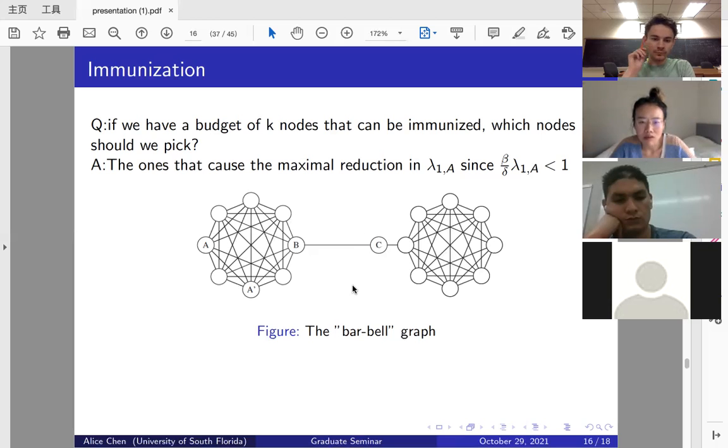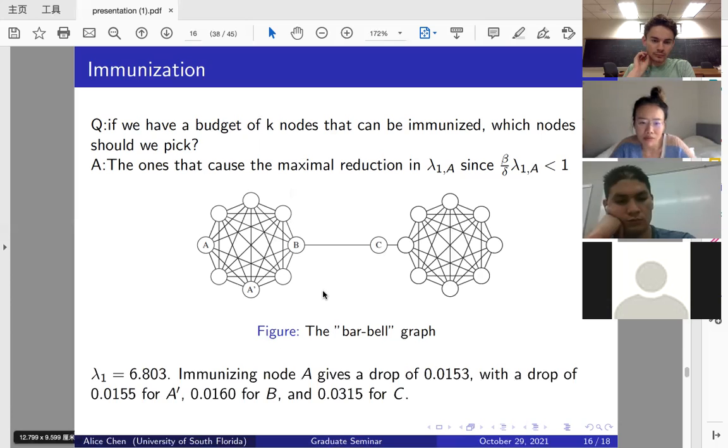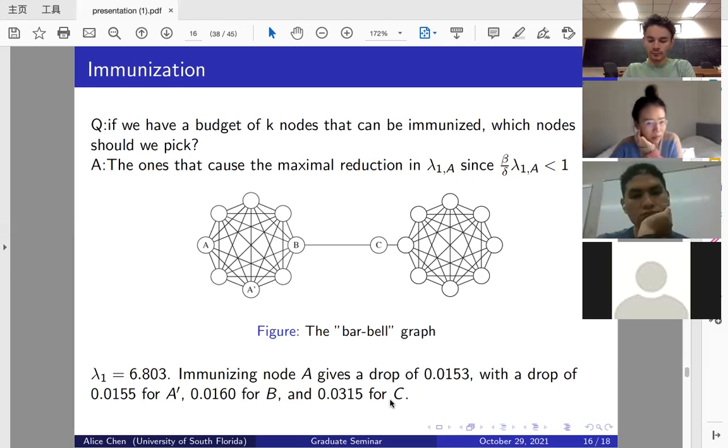We're going to calculate lambda 1A. Without immunization, lambda 1 in this total graph is going to be 6.803. If you immunize A, you take this node out, you get a drop of 0.0153. If you do it with A prime, not really much difference. Similar things for B. Can you see that? But it's a huge difference for C, almost double, right? So we have to pick C.